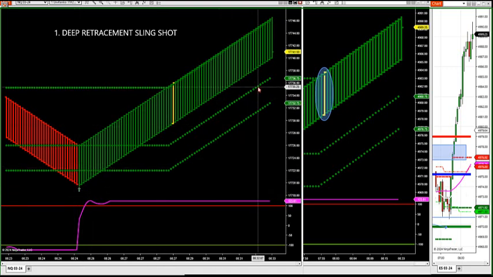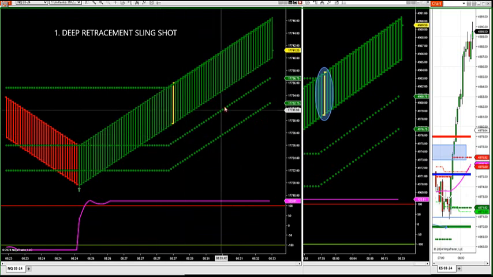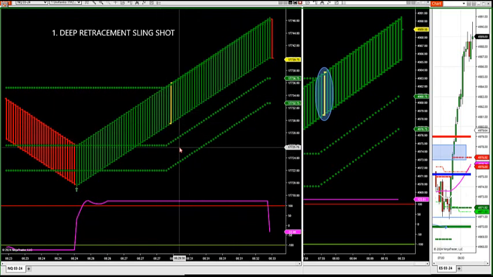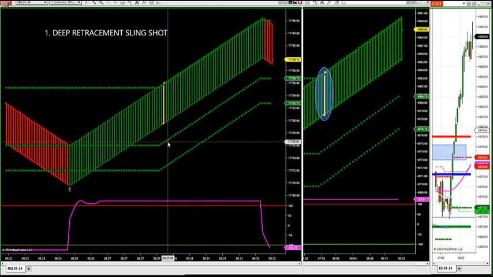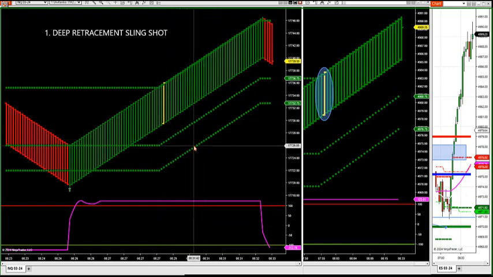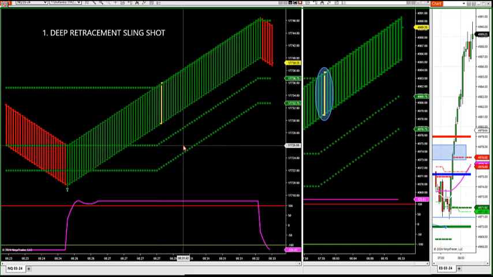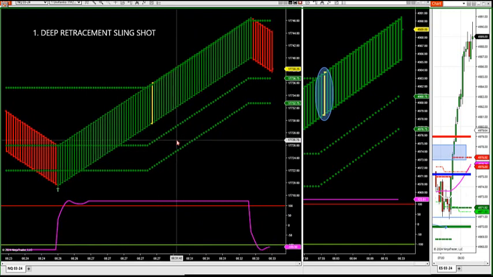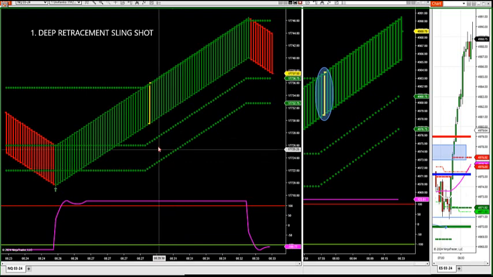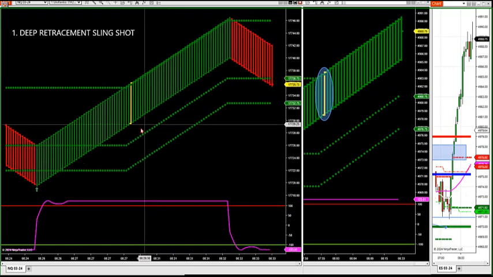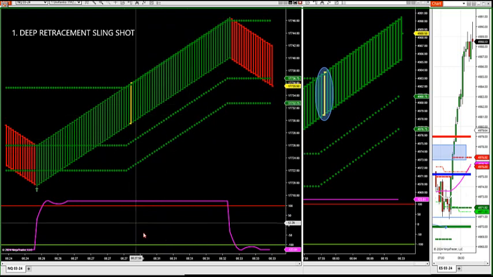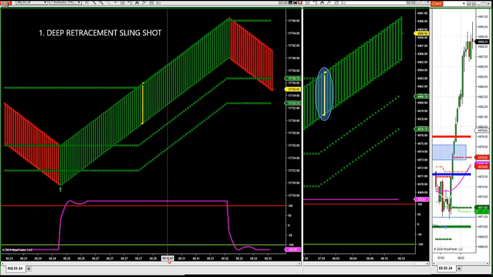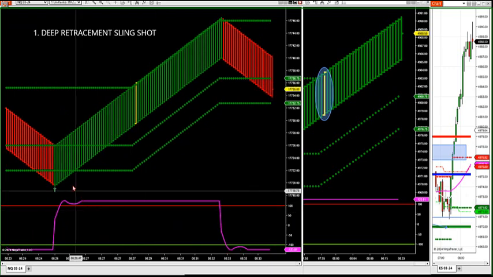What that means is we have zones. These are our trend zones right here. They're red and they're green. Red means we're in a downtrend. Green means we're in an uptrend. If they are green, we're looking for buy setups. If they're red, we're looking for sell setups. So this is our trend filter and our buy and sell zones.